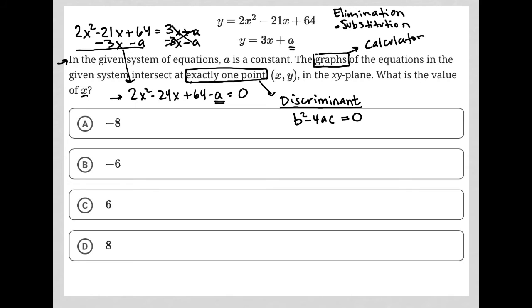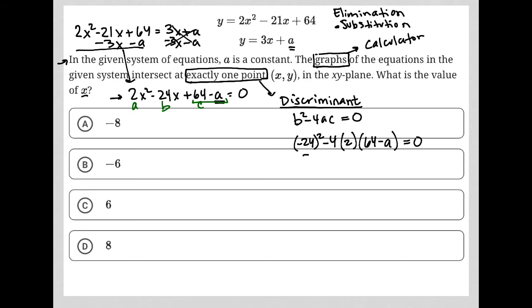So for us, 2 is our a value, negative 24 is our b value, and 64 minus a is our c value. So I'm going to just plug all that stuff in. So b squared will be negative 24 squared minus 4 times 2 for a times 64 minus a for c. And of course, that has to equal 0.